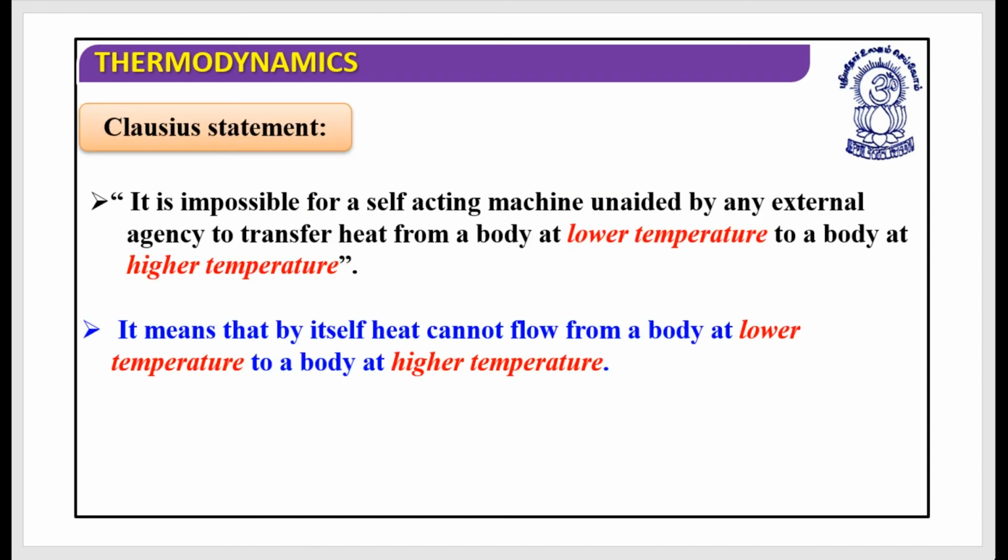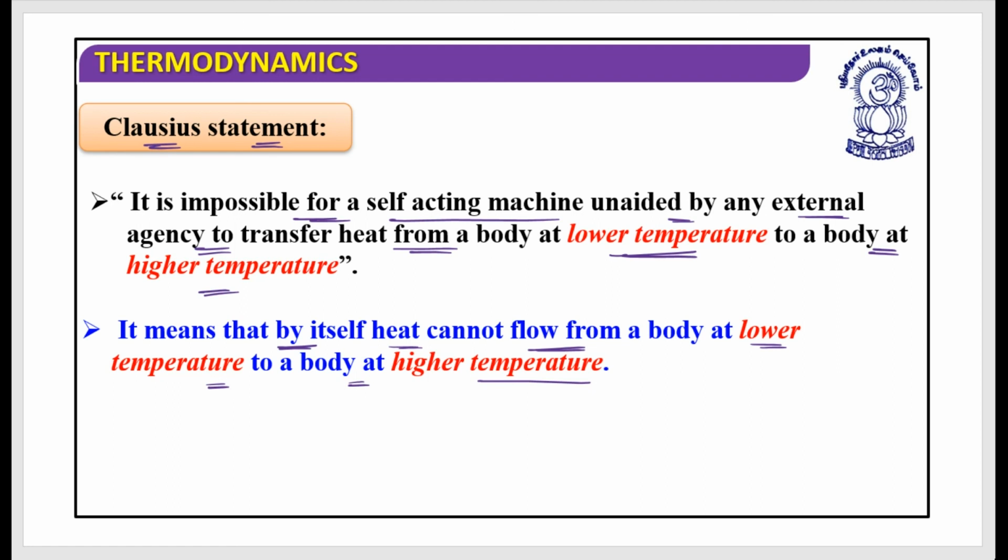We have one more reference, from one more scientist. It is the Clausius statement. He said it is impossible for a self-acting machine, unaided by an external energy, to transfer heat from a body at lower temperature to a body at higher temperature. So it is just impossible. It means that by itself, heat cannot flow from a body at lower temperature to a body at higher temperature. I hope this is clear.